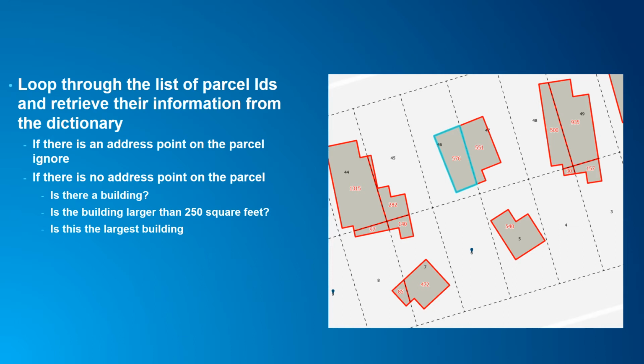So what we did basically is each of these lots, if there was an address point on the parcel, we ignored it. If there was no address point on the parcel, you then checked if there was a building on the parcel. Then we made sure that that building was larger than 250 square feet. And we kept going through each building footprint, and the largest one is chosen, and then the point is updated to the XY coordinates of that largest intersecting building geometry. So you can see here, lot 46 had the largest intersecting building geometry for this situation.